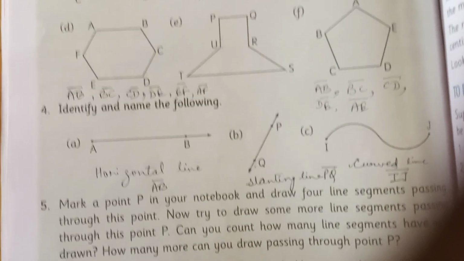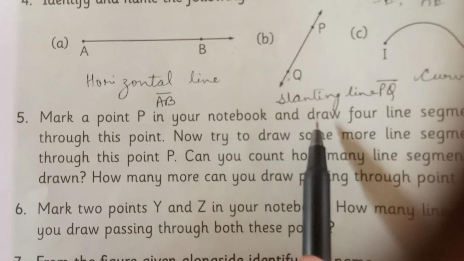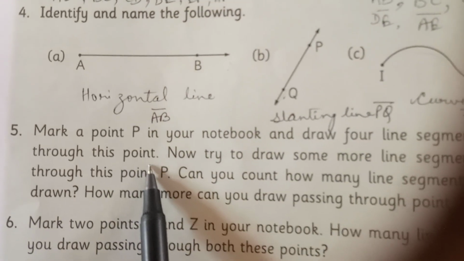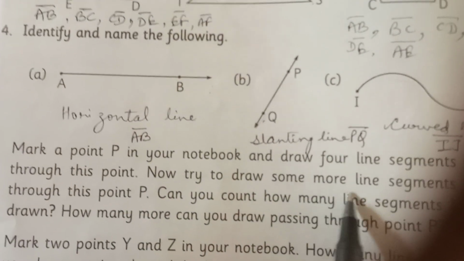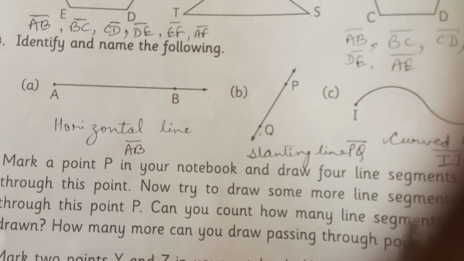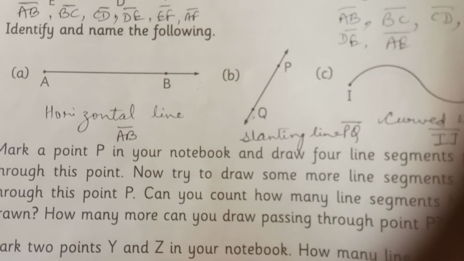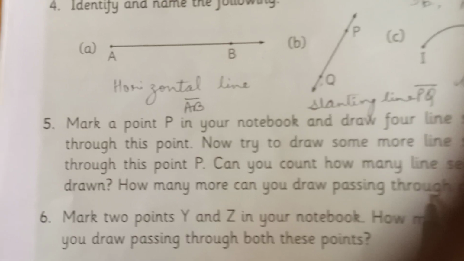Now we are going to question number 5. Mark a point P in your notebook and draw 4 line segments passing through this point. Now try to draw some more line segments passing through this point P. Can you count how many line segments you have drawn? How many more can you draw passing through point P? So children, we will do this in the copy.